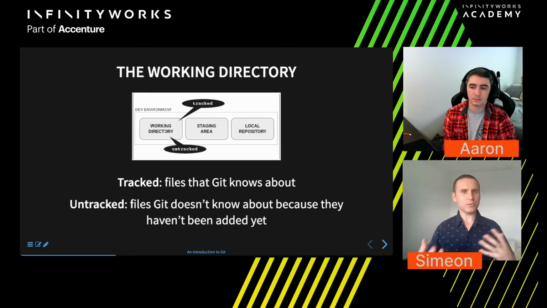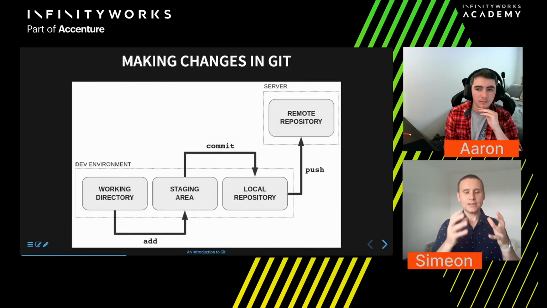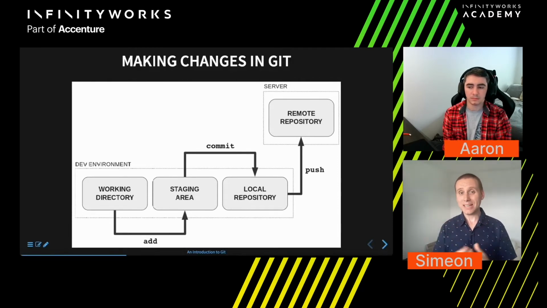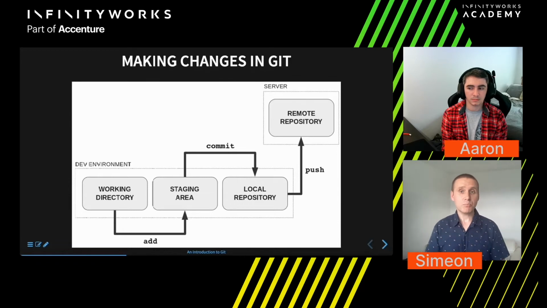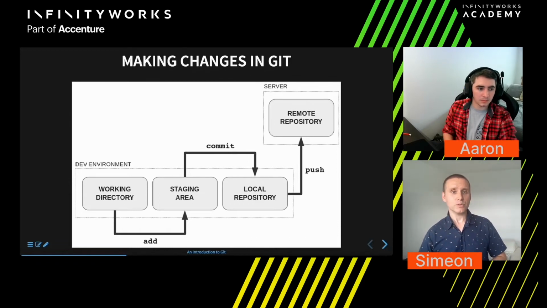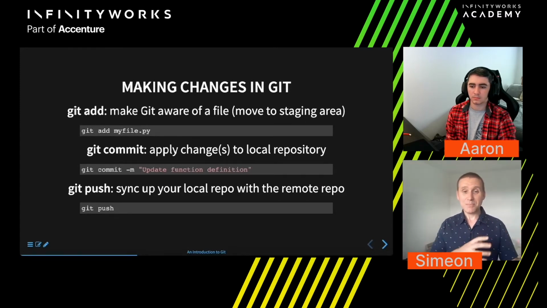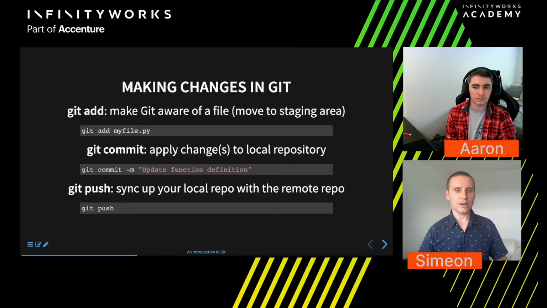And as I mentioned the word add there, you can see from this diagram that to move something from the working directory to the staging area, we use the add command. To go from staging to the local repository, we're going to use the commit command, and to go up to our server, our remote repository, we use push. So let's just look at what those might look like in the terminal. So git add with a file name that you want to add to your staging area. Then you might commit all of these using git commit -m and a string to say what's happened. And finally, just a simple git push command. So let's look at each of those commands in a little bit more detail.